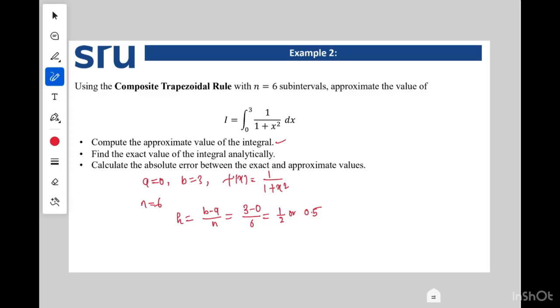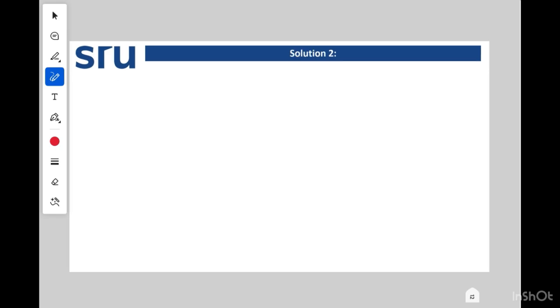Means we have to go from 0 to 3 and the step size will be 0.5, okay. So first we will draw the table. What will be the table here? First we will write x, then we will write f(x). Your first point is 0 and the step size is 0.5, okay. So the points are 0, then 0.5, then 1, then 1.5, then 2, then 2.5, then 3. So up to 3 we have to go.